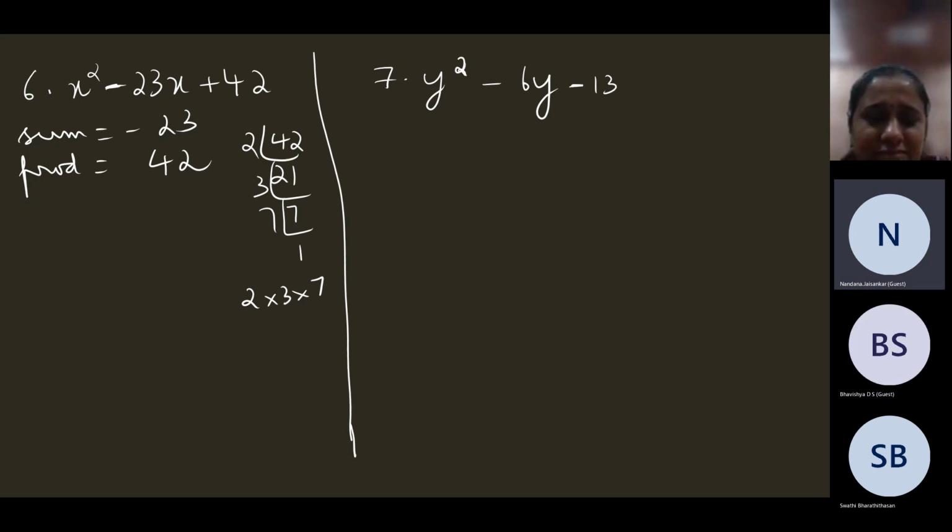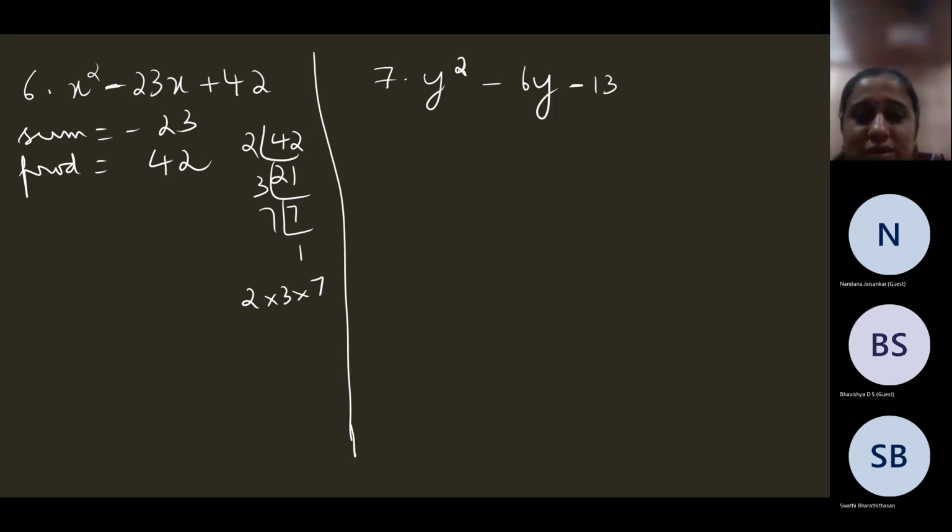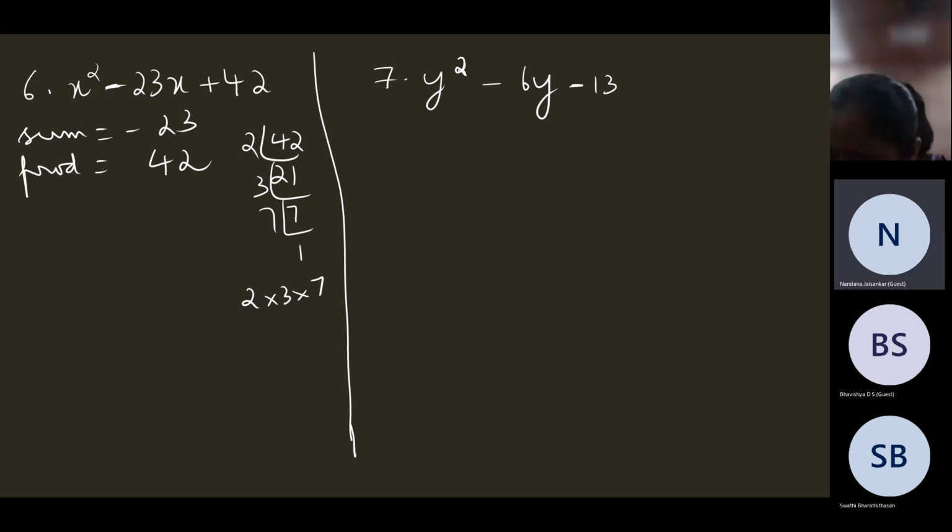Yes, ma'am. 21 plus 2. Required numbers for this. 21 plus 2, product, ma'am. No, you're right, Nandana, actually. You're right. Minus 21 and minus 2. Minus 21 and minus 2. No, Nandana was telling something. Nandana, we'll go back to her. Ma'am, I told that only. 21 and 2. You said required 21 and 2. Yes, ma'am. It's minus 21 and minus 2.